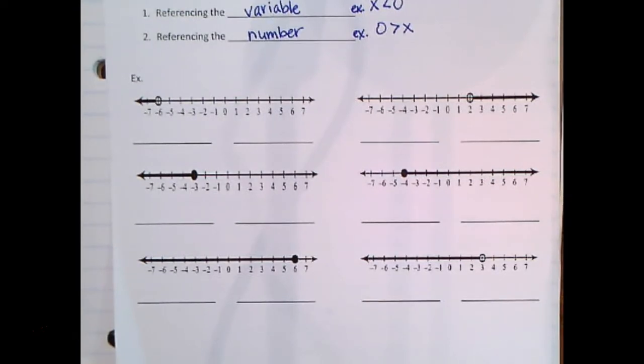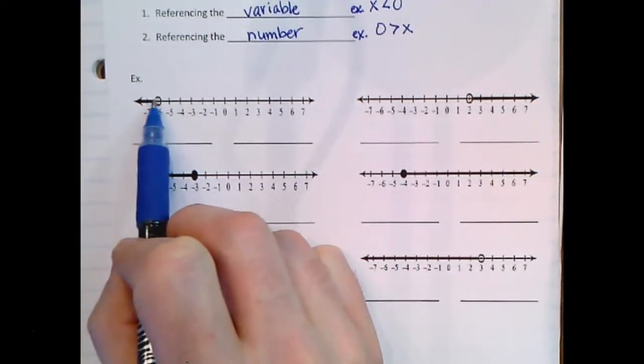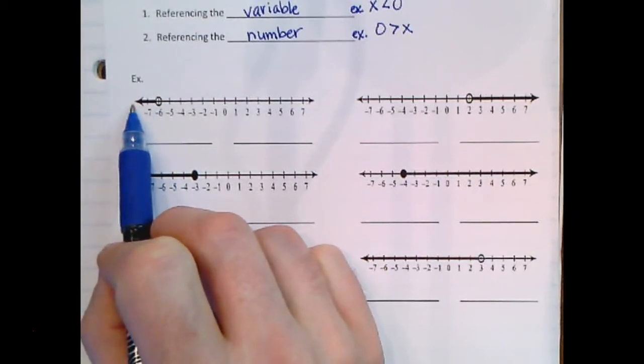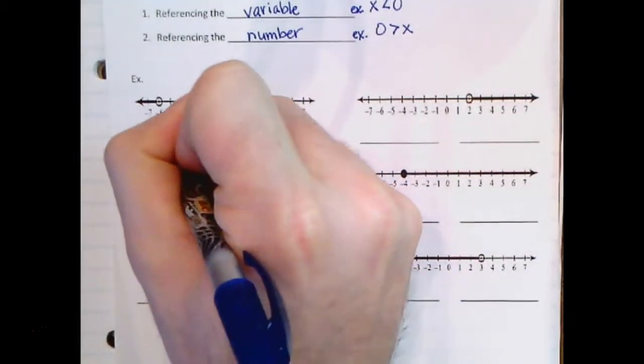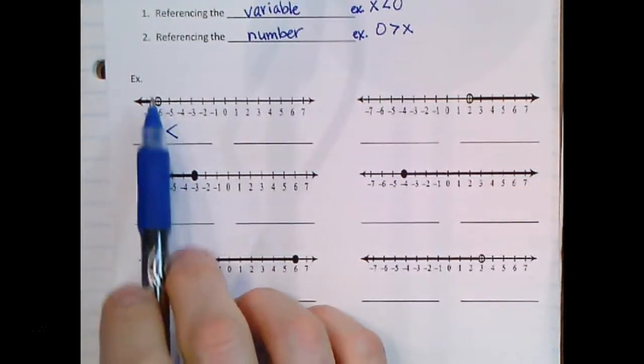The way that I like to do this, for me personally, is to figure out the inequality symbol first for referencing the variable. I like to start with the variable just because that's what the graph is very quickly and easily telling me. So for this one, it's an open circle and the arrow goes to the left, so that means it's less than, no equal in there, just less than. So I like to set that up.